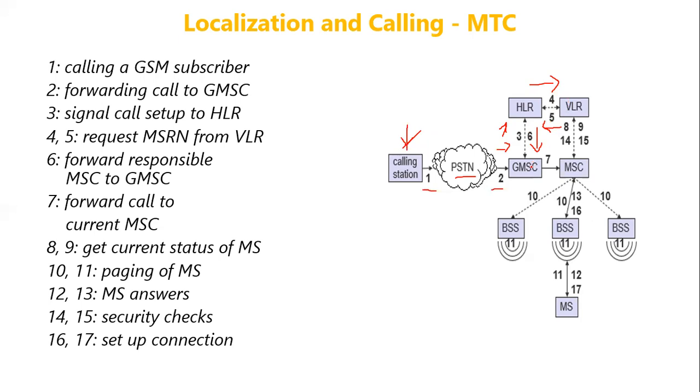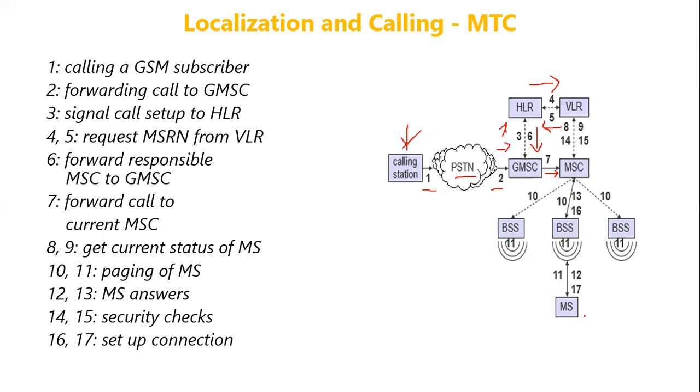Okay, so now GMSC knows, with this information, that the user is connected with which MSC. So with all this location information, GMSC will identify that the destination mobile station comes under which MSC. So GMSC connects with that MSC. It places a request to that MSC to establish a call with that particular mobile station.